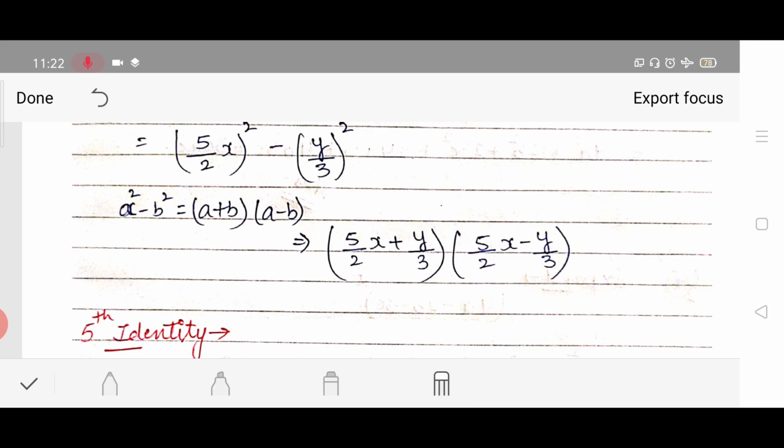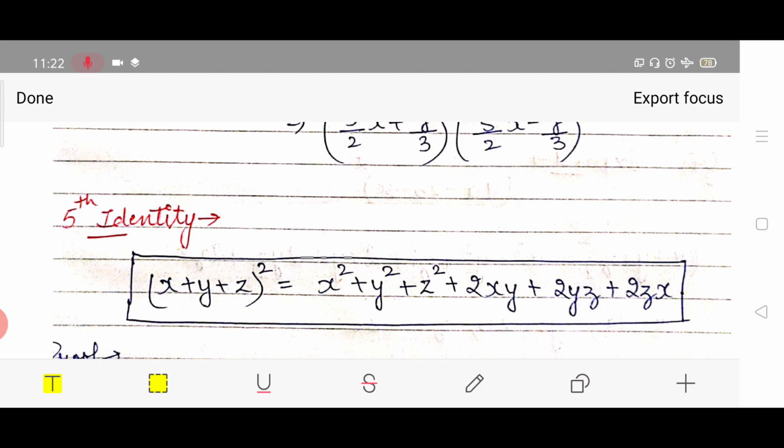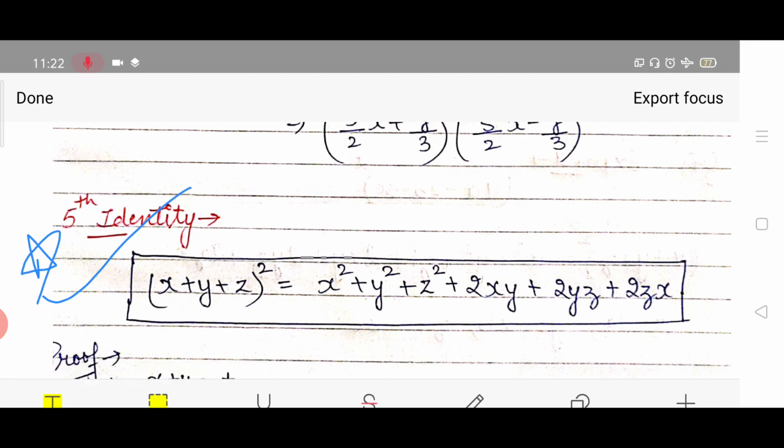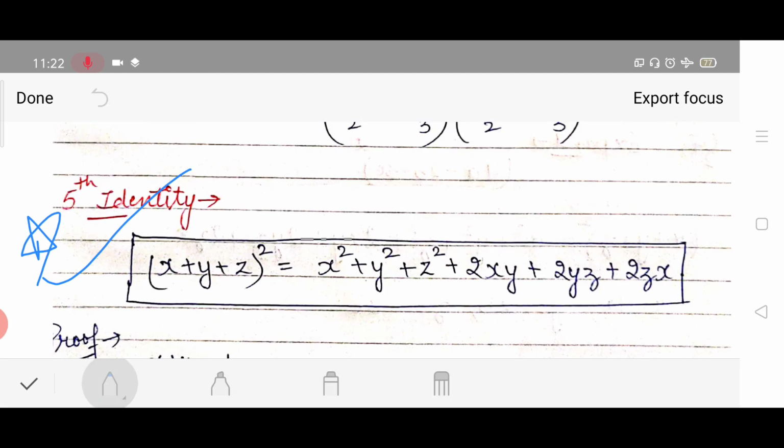Now moving on to the next identity, that is, the fifth identity. You are having (x + y + z) whole square is equal to x square plus y square plus z square plus 2xy plus 2yz plus 2zx. This is the identity you have to learn. This is a very important identity. Now let us see how we get this value. So let us see its proof.